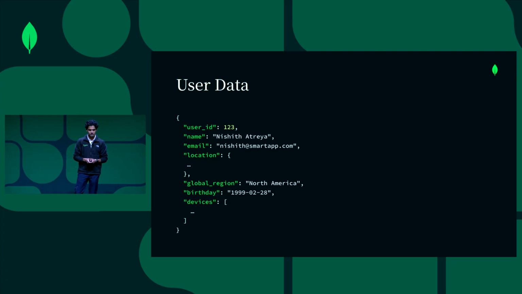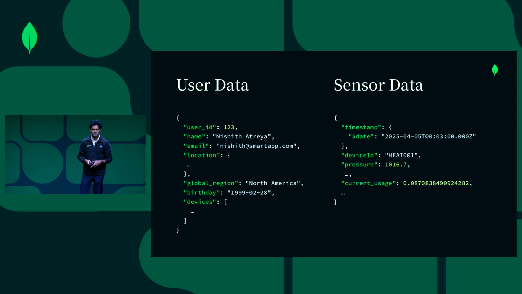First, user data. This includes all your PII information and administrative information about our users. So user ID, name, email, location, birthday, and so on. So we'll store this in regular collections. Then we have sensor data. These are time-stamped. The metrics are changing over time. We're tracking, for example, pressure, electricity usage, and so on. These are a pretty good fit for time series collections.